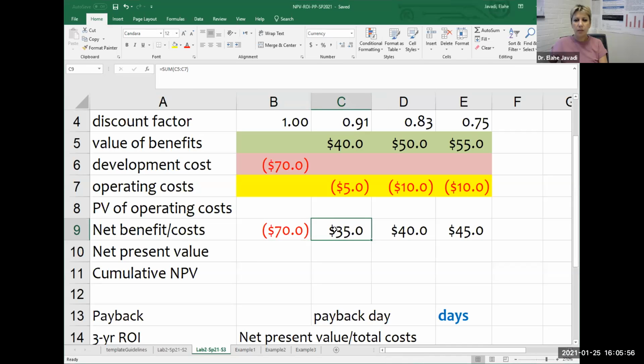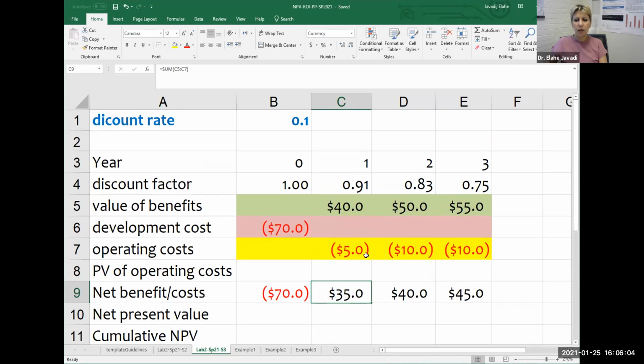All right, these are money. So what you're saying is that the net value, considering everything, cost and benefit, is $35 million in year one, $40 million in year two, 45 in year three. But those are money and net value in the future. You have to time travel.